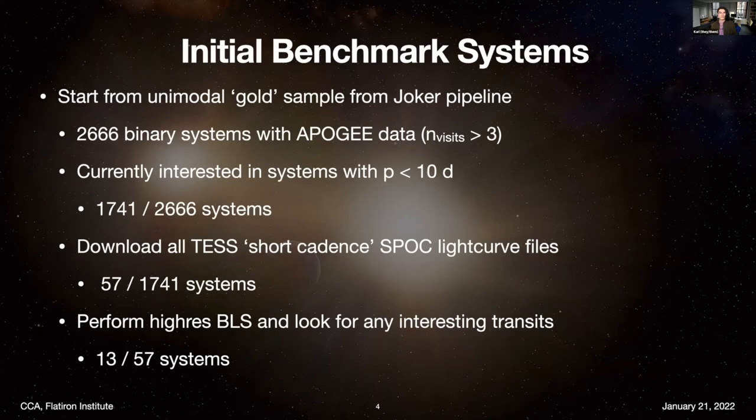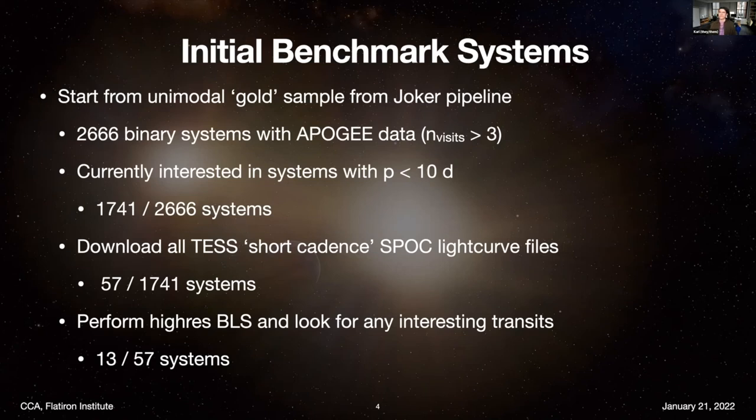To start our model, we wanted a small group of systems that we could really experiment with and go into the weeds on. So we looked to The Joker pipeline, a radial-velocity-only binary modeling pipeline developed by Adrian Price-Whelan. The gold sample of that model had 2,600 systems with more than 3 RV measurements. We looked at the short period binaries, less than 10 days, because that ensured that most of the eccentricities will be close to 0, and the circular binaries will be easier to begin the model with. That brought it down to around 1,700 systems.